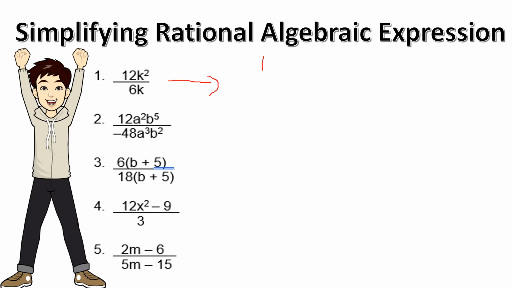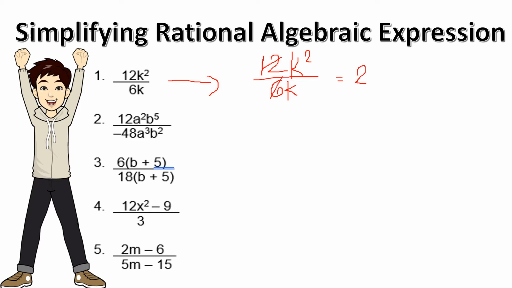So we have 12k squared over 6k. Okay, so start tayo. Basahin muna natin ng maayos yung ating given. So we have 12k squared divided by, the operation is divided by 6k. So let's start with 12. 12 divided by 6. So what is 12 divided by 6? So the answer is 2.